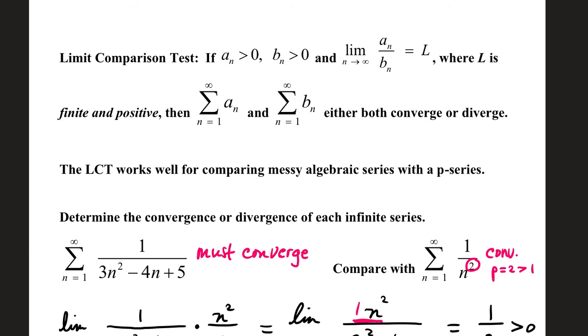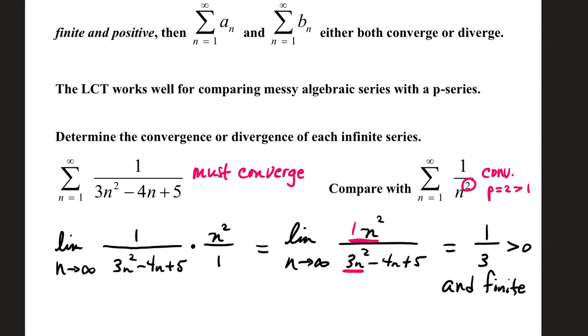Limit comparison test is slightly different. We're going to take two positive terms, a sub n and b sub n. We're going to stack them in a fraction and take the limit as n goes to infinity. Now, if this limit has a value L that's positive and finite, then these two series must both converge or diverge. Limit comparison test works well for comparing messy algebraic series with a p-series.